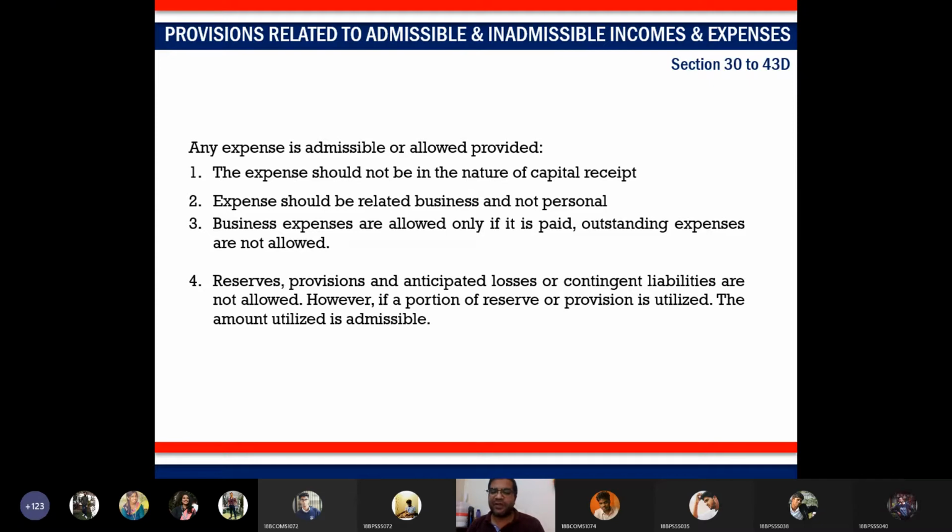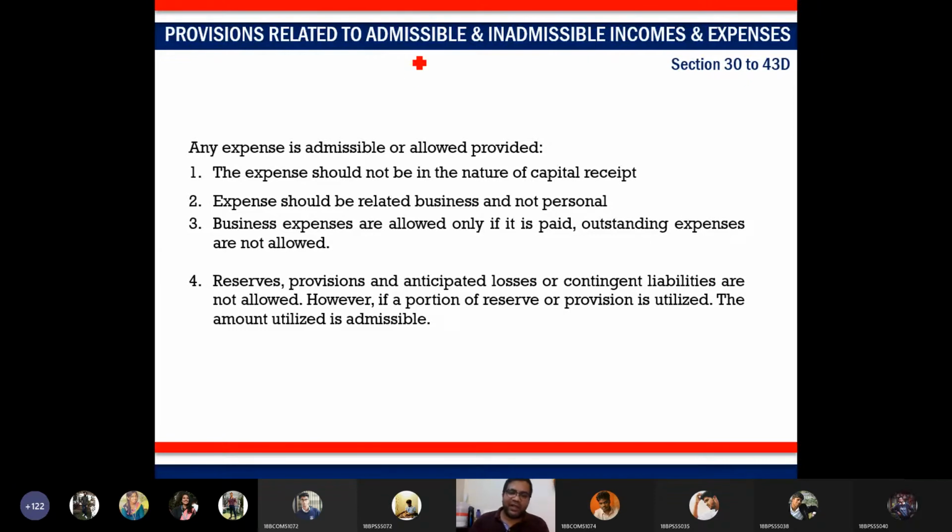Point number two, it should be a business related expense. It should not be a personal expense. In other words, it should not be a non-business expense. Third, expense is allowed only if it is paid. Outstanding expenses are not allowed. Point number four, reserves and provisions are inadmissible as per the IT Act. And the reason, I told you, is that the more reserves, the more provisions you create, it will eat away your profits.